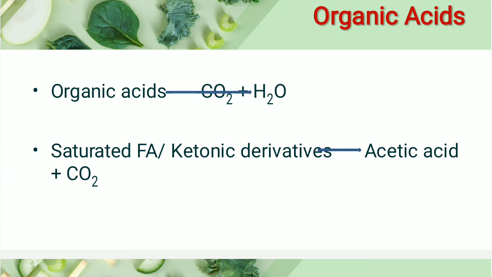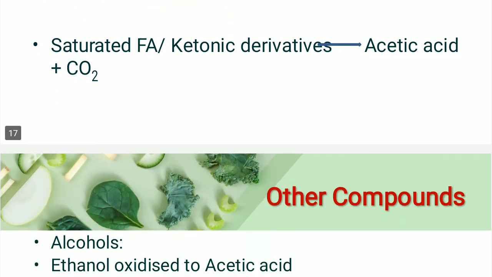Coming to the organic acids, many of the organic acids in foods occur as salts, right? These salts are oxidized by organisms to carbonates, causing the food media to become more alkaline. Organic acids are aerobically oxidized to carbon dioxide and water. Saturated fatty acids or ketonic derivatives will be degraded with the coenzyme called acetyl coenzyme A, giving acetic acid and carbon dioxide as the byproduct.